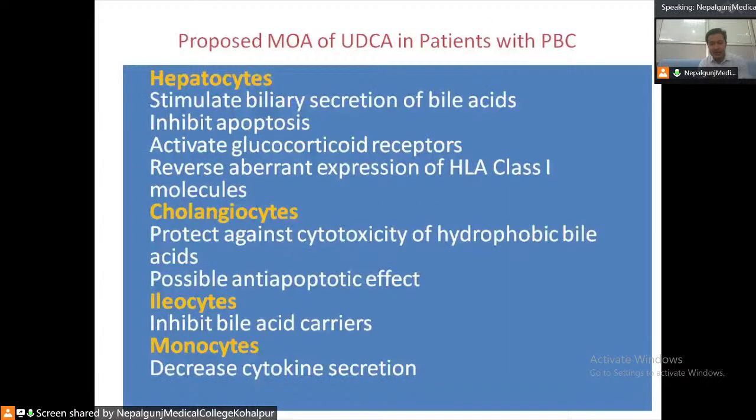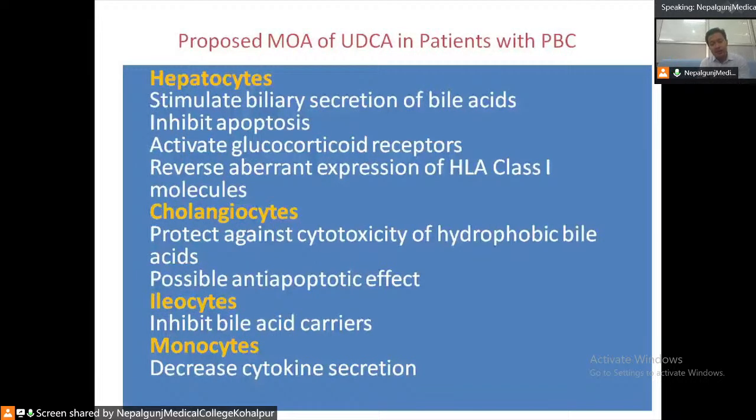So how does UDCA help in PBC? It acts on the hepatocytes, the cholangiocytes, the ileocytes and monocytes. In hepatocytes, it stimulates biliary secretion of bile acids. It also inhibits apoptosis, because as I told you in the pathogenesis, apoptosis activates the PDC, the pyruvate dehydrogenase complex, and from this it further stimulates the cells. So it inhibits apoptosis. It also activates glucocorticoid receptors, steroids. It also reverses aberrant expression of HLA class 1 molecules, which, as you know, are also part of the pathogenesis of PBC.